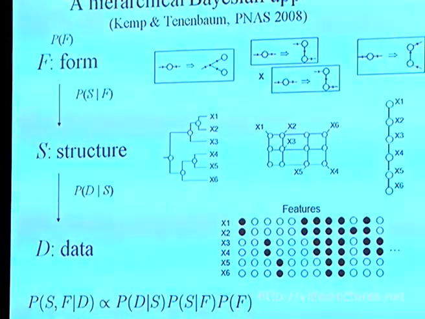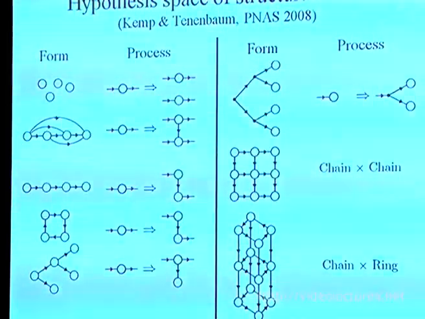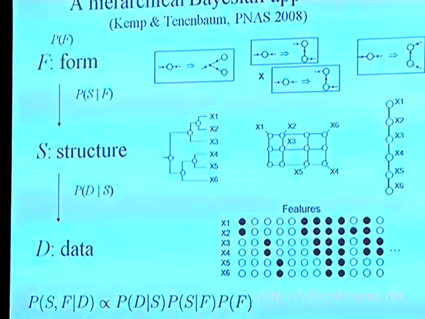And by taking single productions or cross products of productions, like, say, a cross product of two chain rules gives you a two-dimensional grid. I skipped over it before, but, for example, a cross down in the lower right, a cross of a chain and a ring gives you a cylinder structure. And so what we want to do is basically do inference at both levels of this hierarchical model as a way of learning the right structure, or the right form of structure, and the best structure of that form.